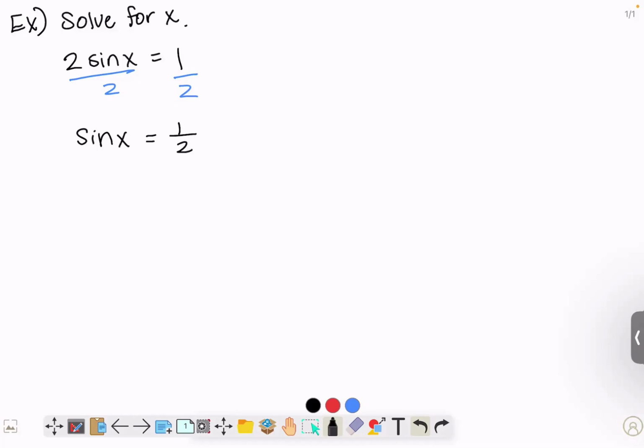Now, we have to figure out for what x values is sine equal to 1/2. Two ways that you could do this. You could use the inverse to undo a sine. So we could take sine inverse on both sides. Or you may know what angles would give you a sine value of 1/2. We could check this on our unit circle. This is a positive 1/2.